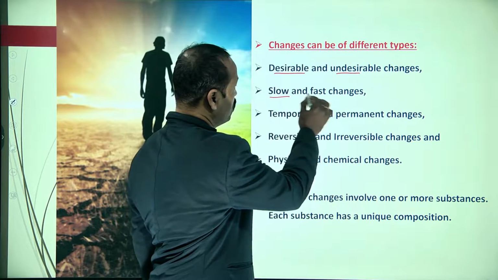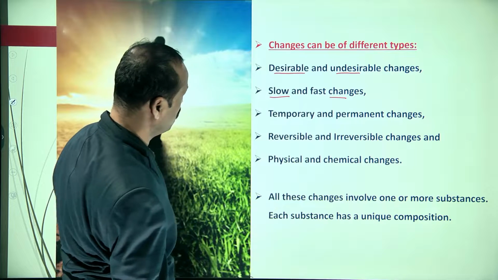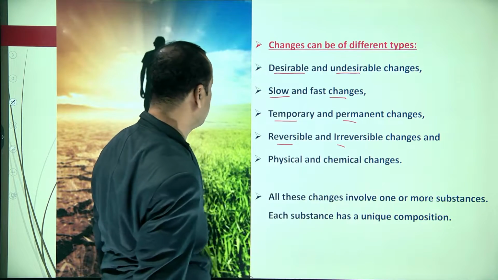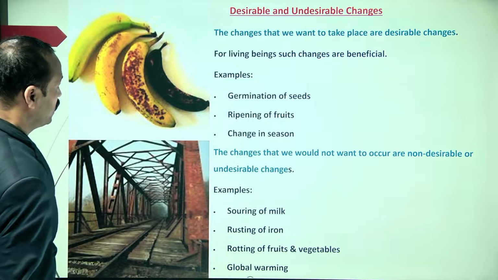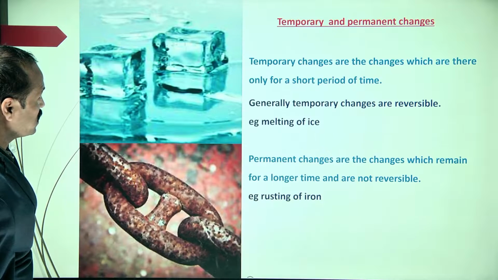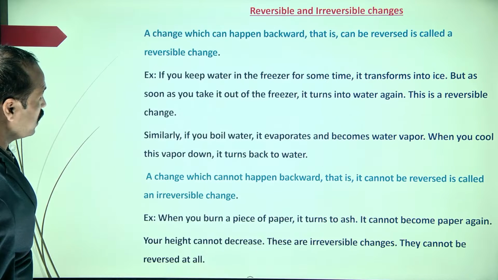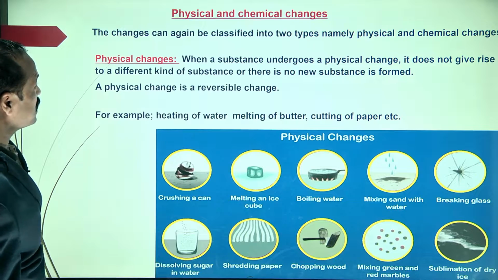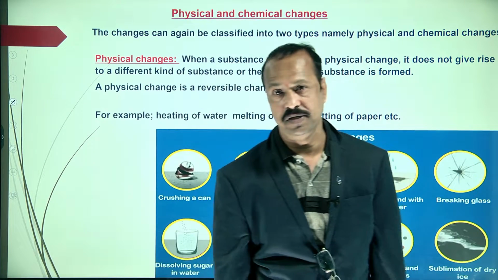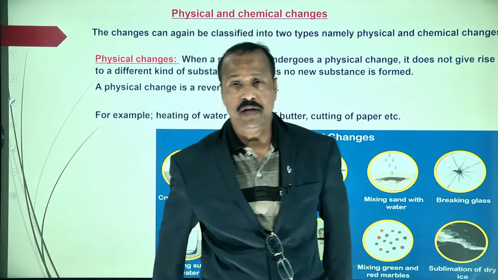Sir, we discussed slow and fast changes. Slow and fast changes. I think temporary, permanent also discussed. Reversible and irreversible also discussed, I think. Yes, sir. So these all we discussed: desirable and undesirable, slow and fast changes, temporary and permanent, reversible and irreversible changes. Today, let us discuss the physical and chemical changes. This is very important.